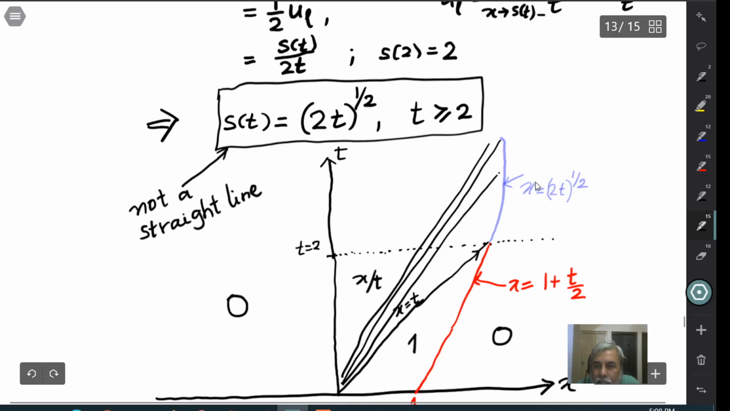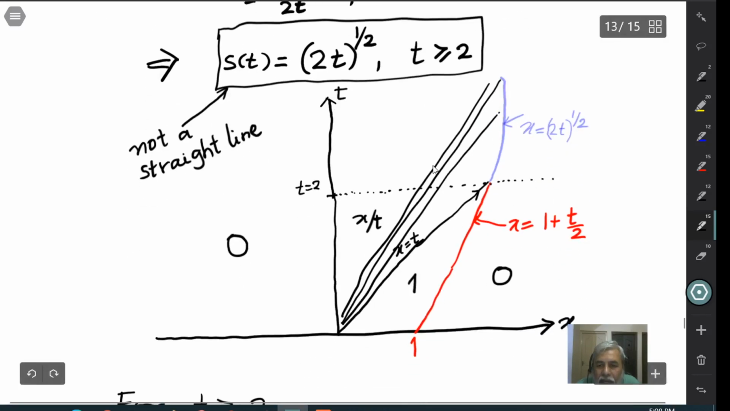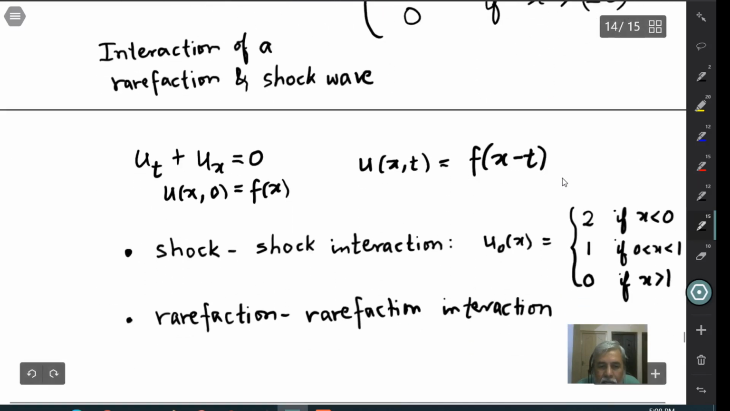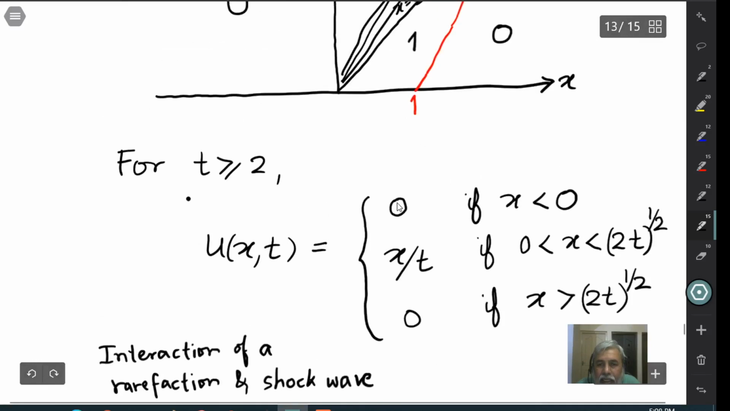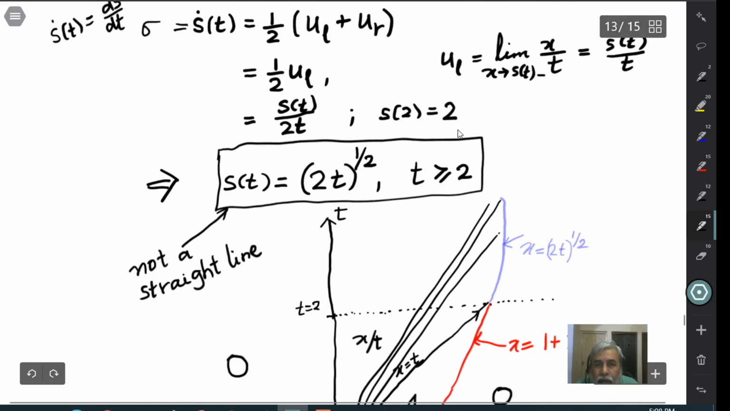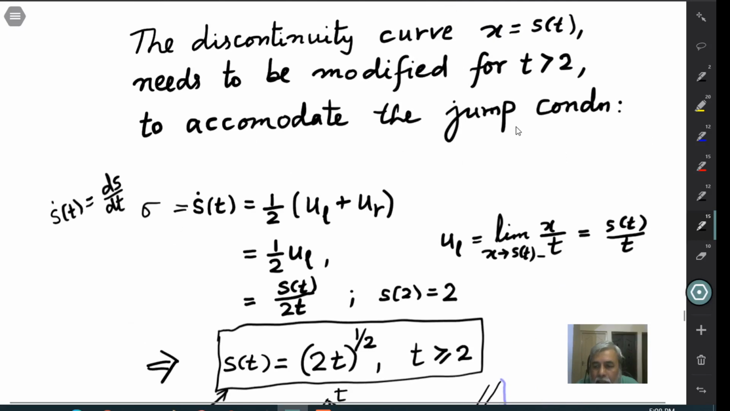Certainly changes are there. And what happens if I start with a shock on the left and rarefaction on the right? That also one can try. Even whether it makes a difference to have it on the left side or right side, whether the interaction remains the same or is different. All those things one can do with some simple examples.